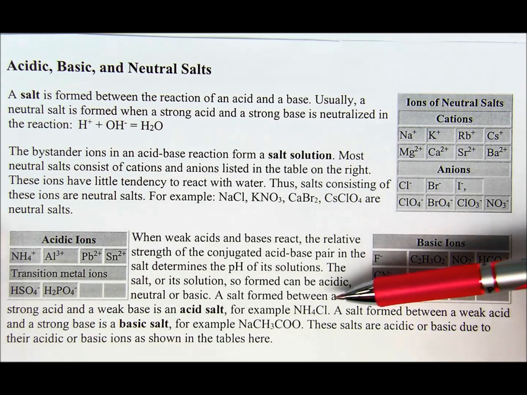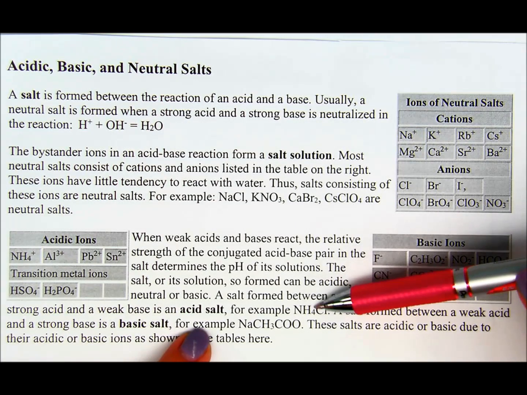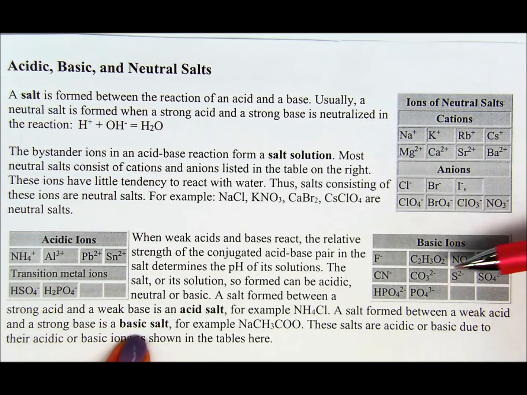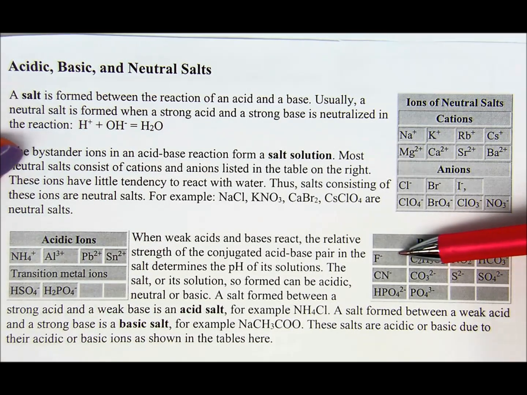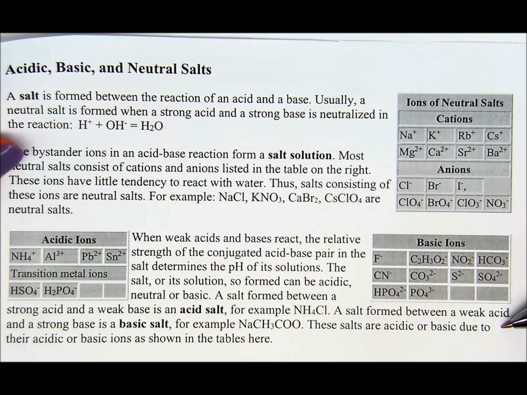A salt formed between a strong acid and weak base is an acid salt, for example, ammonium chloride here. A salt formed between a weak acid and a strong base is a basic salt. So here, we are concerned with basic and acidic ions. The salts are acidic or basic due to their acidic or basic ions shown below. Now remember that bases accept hydrogen ions, so it makes sense that most of these are negative, so they're going to accept hydrogen ions.